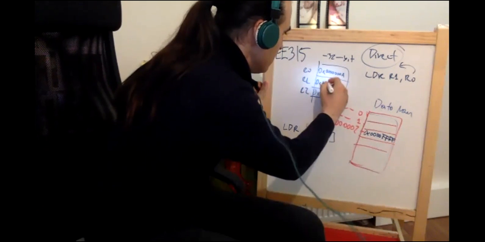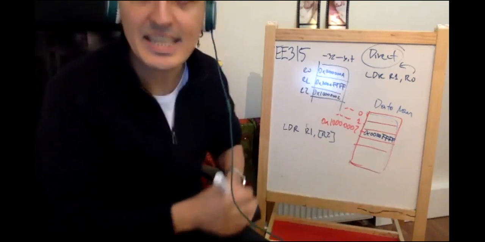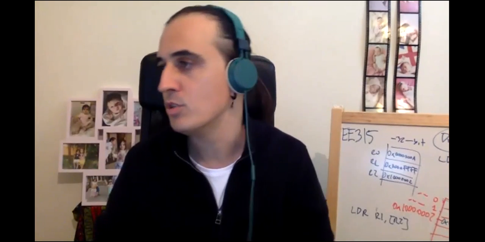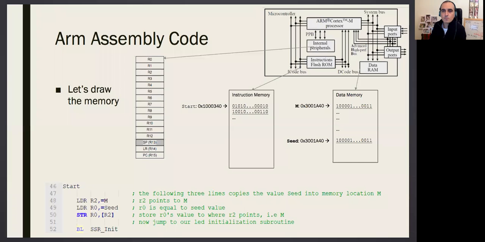And I will have this value inside here. This is called indexed addressing, and it is the only way you read and write to and from the memory. Screen sharing. Any questions?